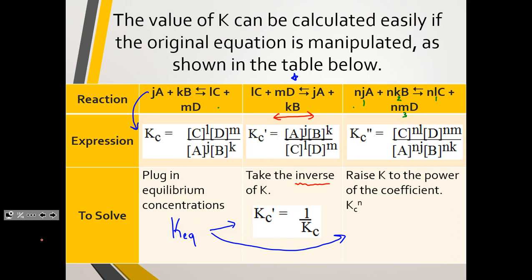Now, what if we change the stoichiometry? What if we double all of the moles of reaction? What if we triple? Okay, let's call that K double prime. You'll notice that the exponents in each of the terms in the equilibrium expression are all the same. So we can simply raise the original KEQ to the power of that new coefficient. So we would take the original KEQ and raise it to the power of that new multiplier.